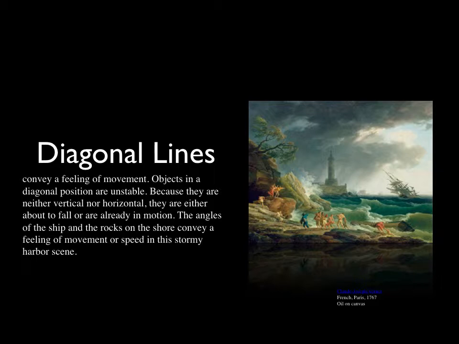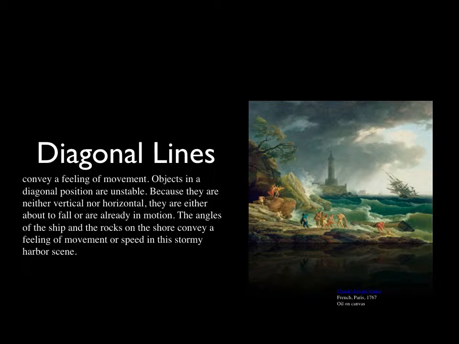Here's an example of an image with diagonal lines that help to convey movement. Where do you see diagonal lines in this painting? Right, there's diagonal lines in the cliffside, the diagonal lines of the people, the diagonal lines of the waves, the diagonal lines of the ship, right?